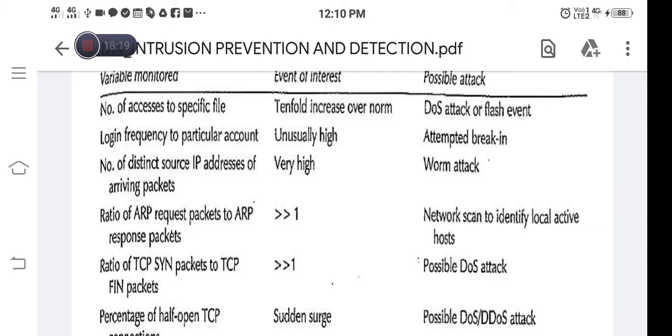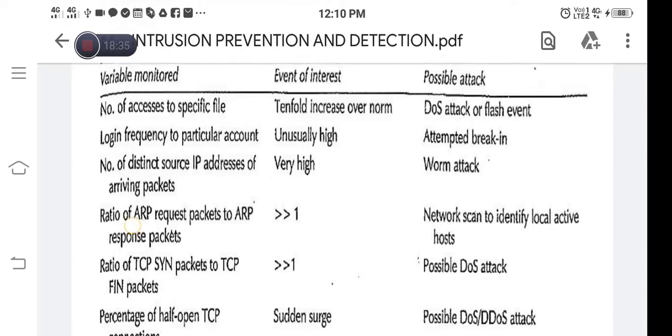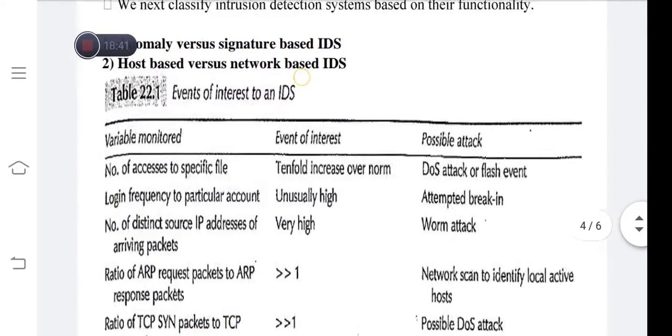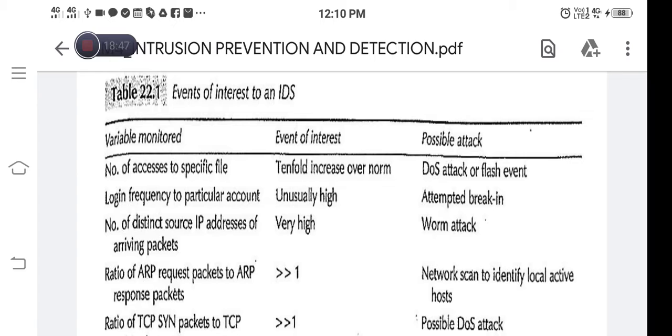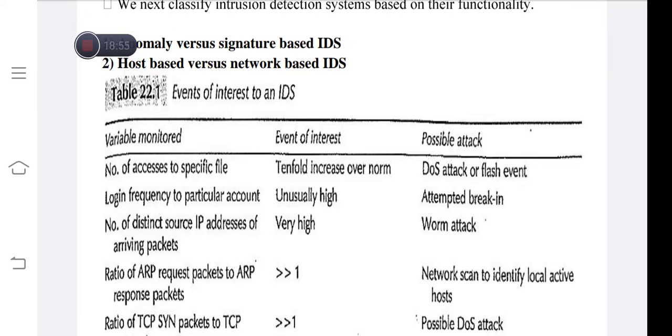The first 6 variables in this table are adopted by the anomaly based IDS. The anomaly based IDS would monitor these types of variables, and it can find the corresponding possible attack. So for example, if the number of accesses to a specific file is unusual, it will come to understand that the type of possible attack here is a DOS attack or a flash event is going to occur.